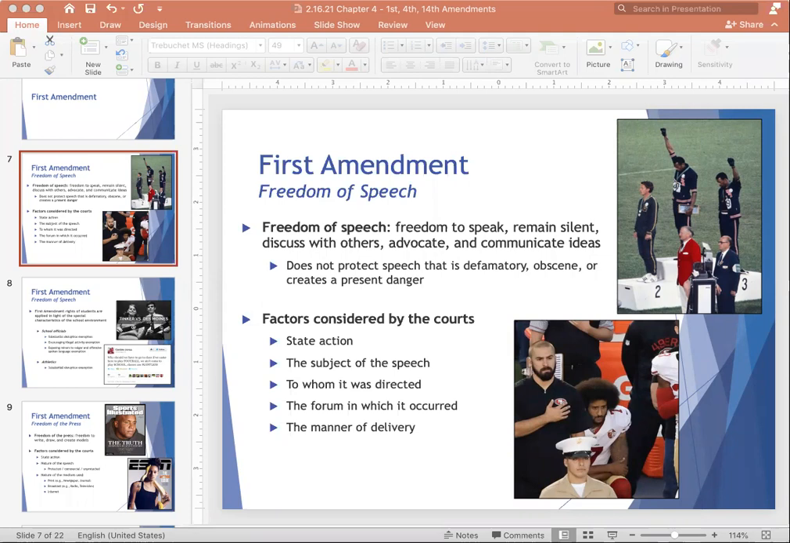They will then examine to whom it was directed. Youth populations have a greater protection in this case because they are minors. They will examine the forum in which it occurred. Is it commercial speech? Is it advertisement? Is it in a private setting? Because all of that will inform their judgment, which we'll talk about in a moment. And then the manner of delivery as well. So the courts are going to consider all of these factors because it will inform the standard of review that they will apply, which we'll also talk about in a moment, and how much protection the plaintiff should receive in that particular case.